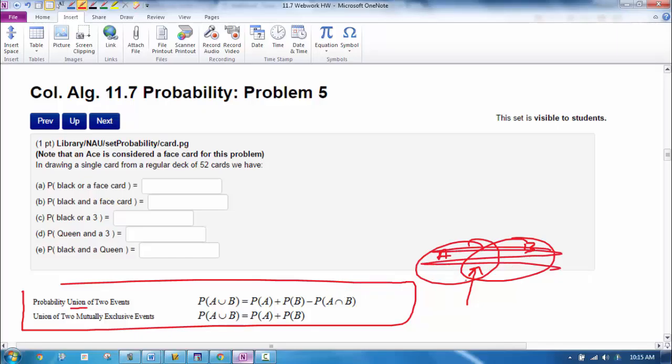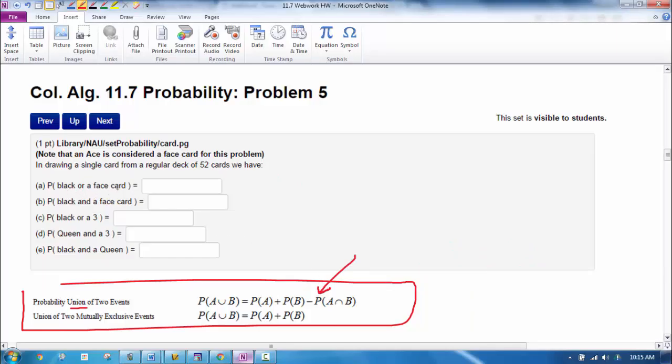Like in part A here, we're going to use this top formula because you could have black face cards, so they're not mutually exclusive. So we want the probability that something's black, we'll call that event A, which is half, 26 out of 52, plus the probability that you get a face card. There's 16 face cards in the deck, but you need to subtract the black face cards, half of which are black. So the probability that you get a black face card is 8 out of 52. You have to subtract that. That gives you 34 out of 52, which is your answer that you can put here.